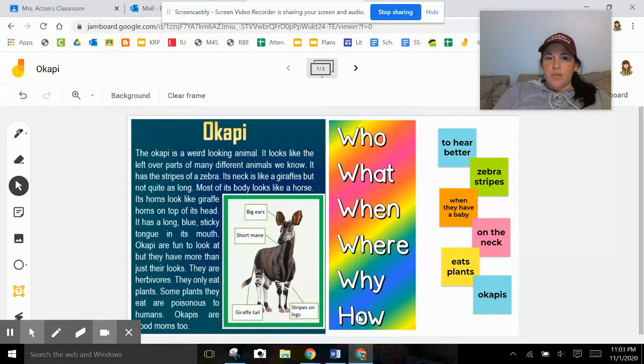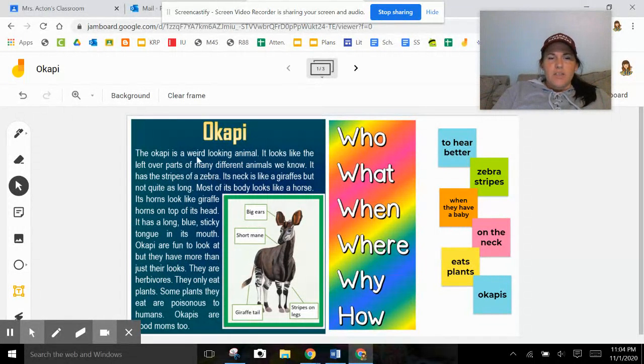That's what the standard is, being able to read an informational text about okapis, giraffes, alligators, hurricanes, Martin Luther King Jr., any informational text, and being able to answer who, what, when, where, why, and how questions about them, but also being able to create and ask your own who, what, when, where, why, and how questions. So let's get started first by reading the text so that we can correctly answer the questions about it.